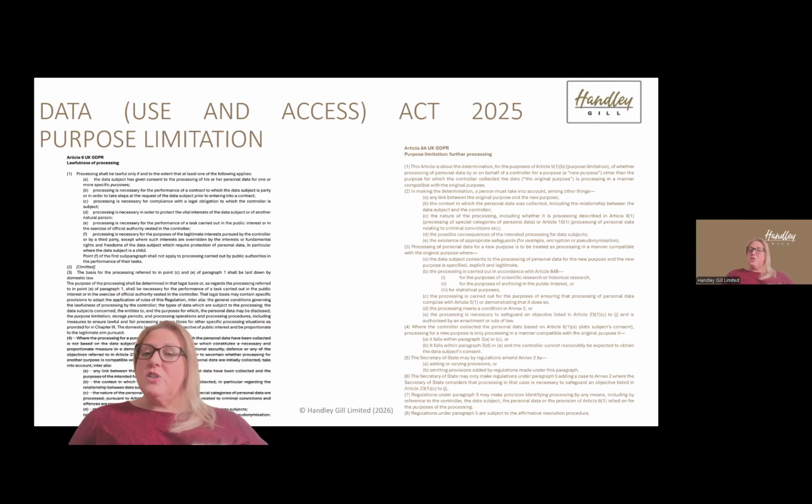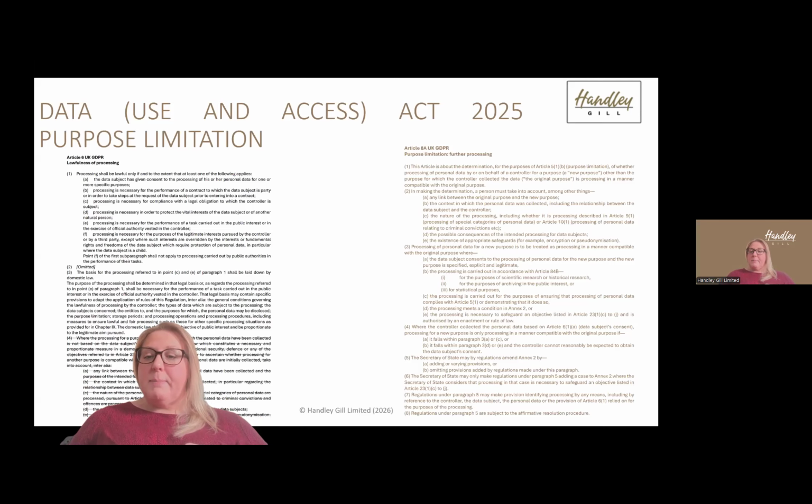There's then this new provision: processing of personal data for a new purpose is to be treated as processing in a manner compatible with the original purpose in certain circumstances. Those being, this is Article 8A3, where the data subject consents to the processing of personal data for the new purpose, and the new purpose is specified, explicit and legitimate. Or processing is carried out in accordance with Article 84B for scientific or historical research, archiving in the public interest or statistical purposes. So RAS purposes, complying with safeguards.